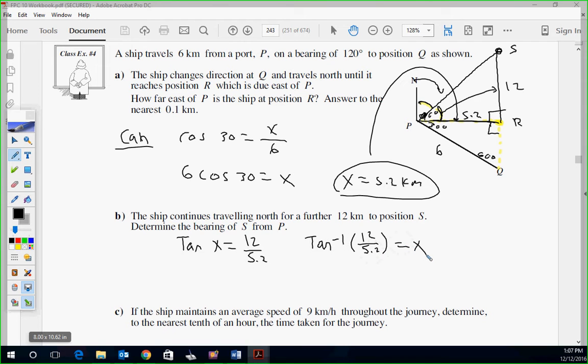Okay. When I do tan inverse, we get 67, which we take and subtract from 90, and 23 is the bearing. That spot's 23 right there, because those two angles should add to 90, which they do.